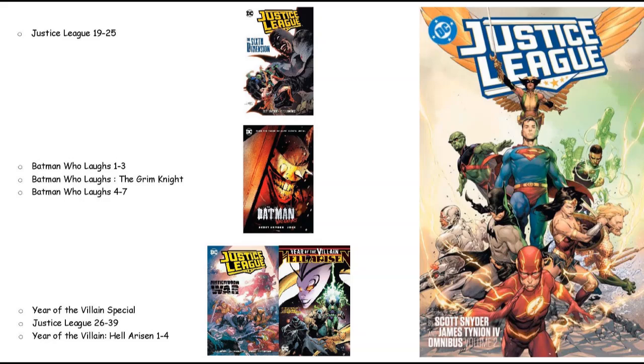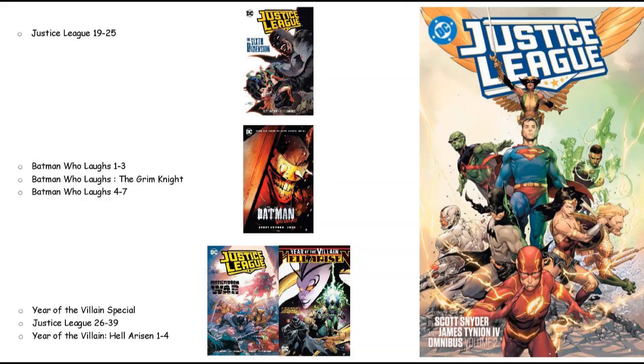And then after that, it collects the Year of the Villain special, Justice League 26 to 39, and Year of the Villain Hell Arisen. So as you can see from that bottom set of bullet points, whilst the Year of the Villain Hell Arisen trade paperback, and the image is just there, the thumbnail there, collects Year of the Villain special and then Hell Arisen, it neglects collecting Justice League 26 to 39, so it's not a good way to read it, whilst the omnibus collects everything in the right order.